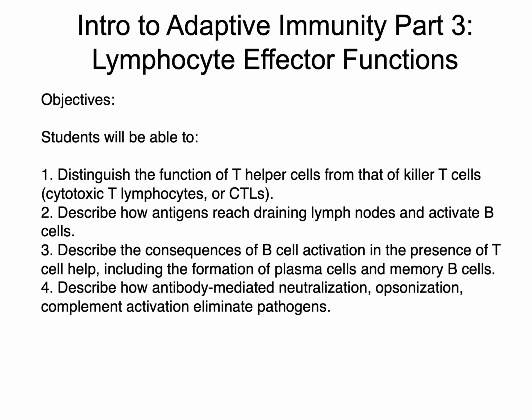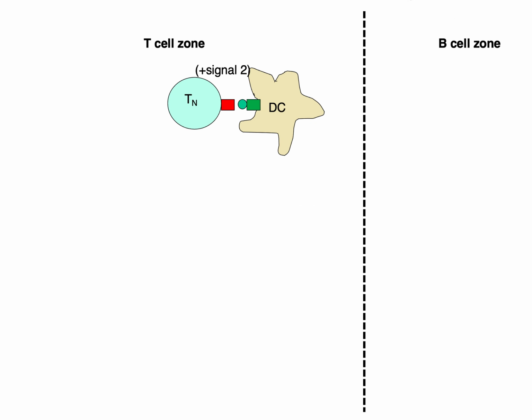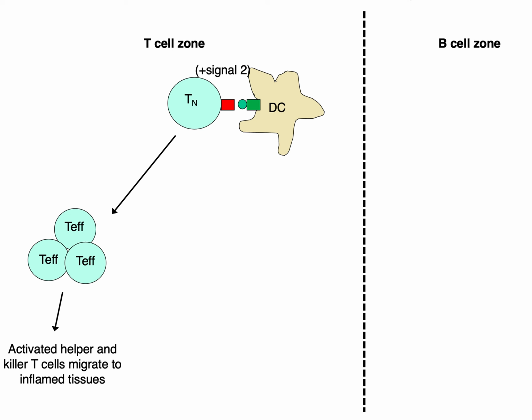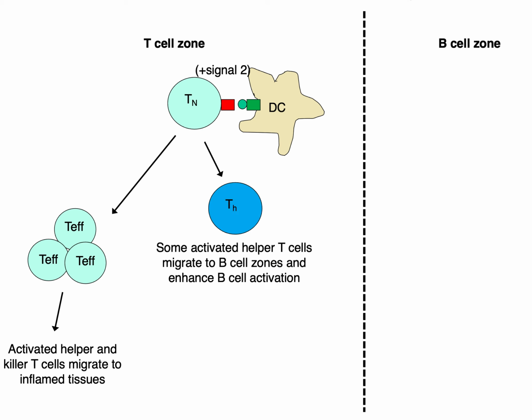In this third and final tutorial that will introduce us to the adaptive immune system, we're going to focus on the effector functions that lymphocytes develop that allow them to eradicate pathogens. So at the end of the last tutorial, we saw how T cells, when they become activated, can proliferate and form effector T cells that can migrate to inflamed tissues, or they can form other types of helper T cells that can migrate into the B cell zone and enhance B cell activation.